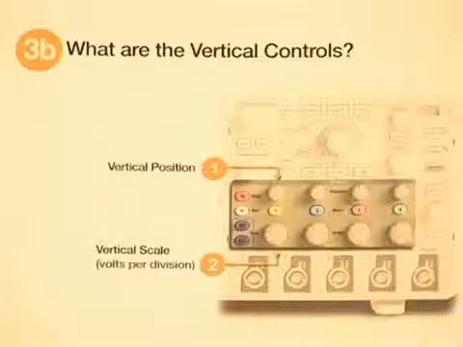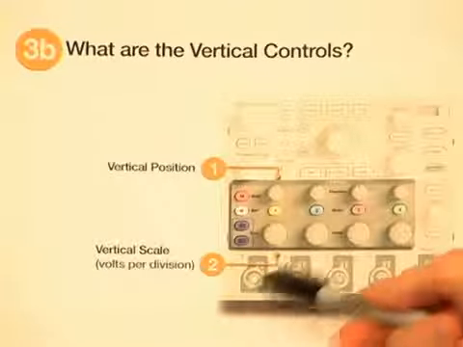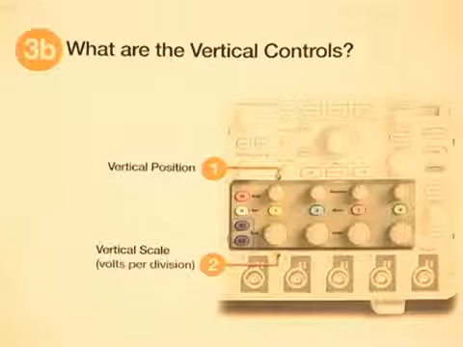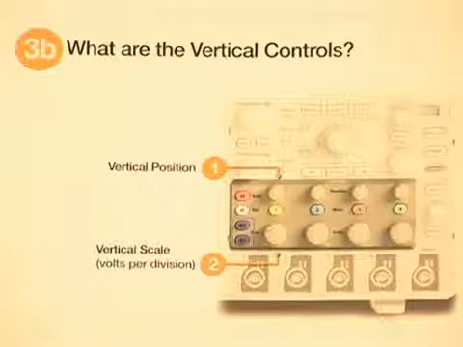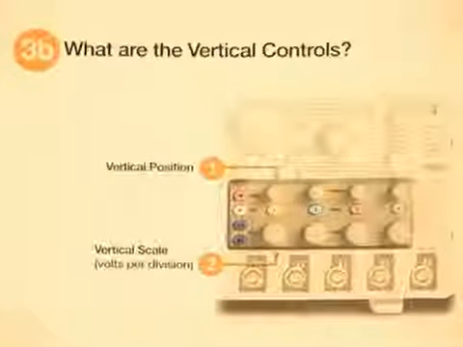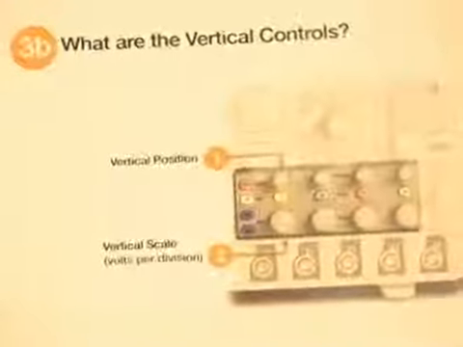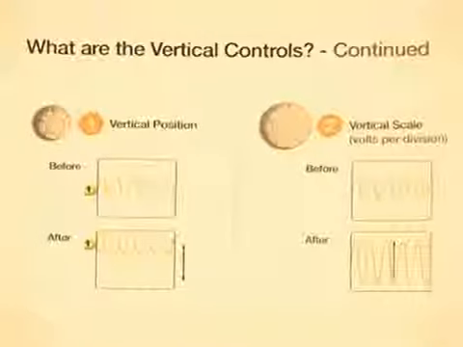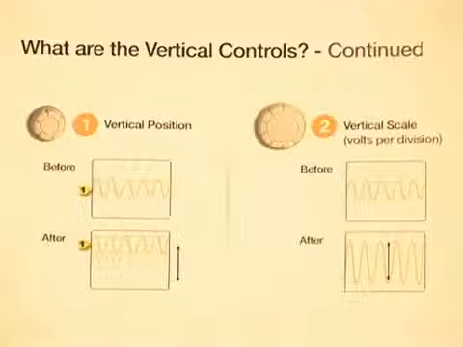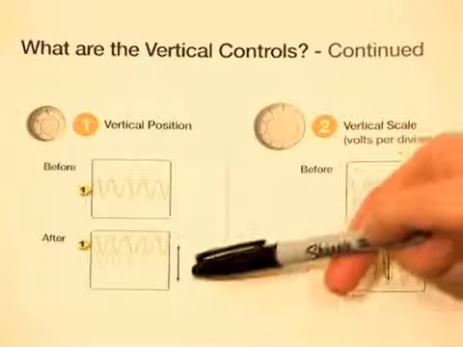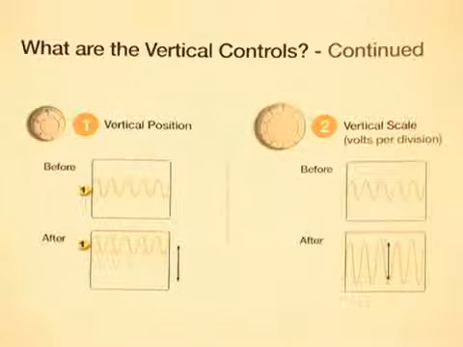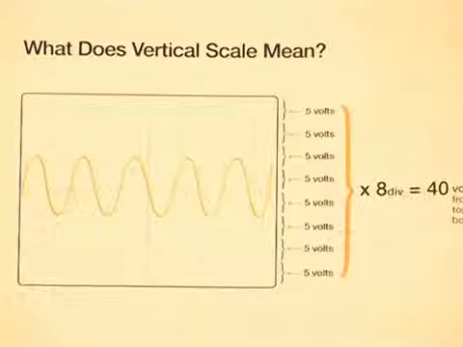So this particular scope can display up to 4 analog channels from different inputs, and each channel has its own independent set of vertical controls. That means each waveform can be positioned independently of the others on the screen. And the two most important vertical controls are the vertical position and the vertical scale. So the vertical position moves the waveform up and down the screen, and the vertical scale expands or compresses the waveform vertically. Vertical scale is expressed in volts per division.